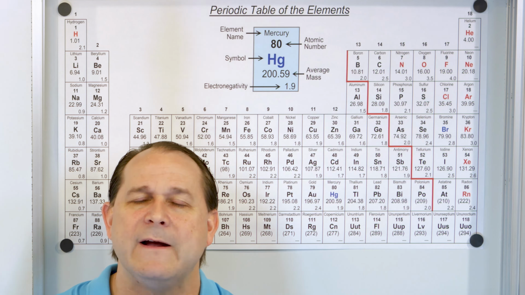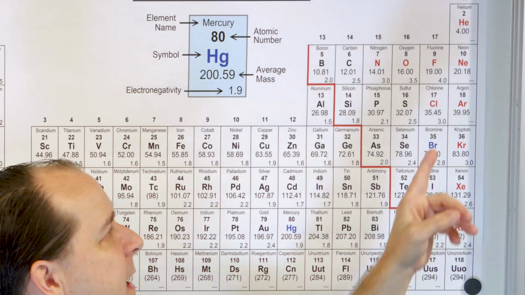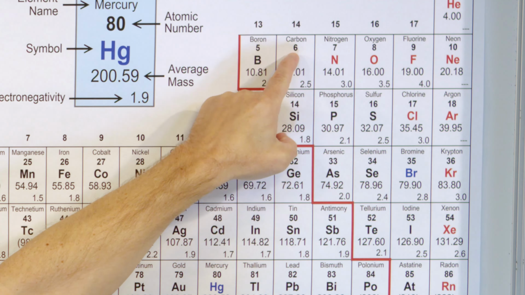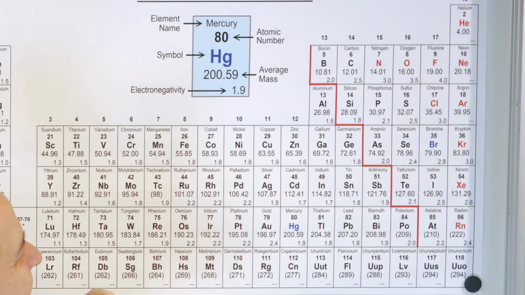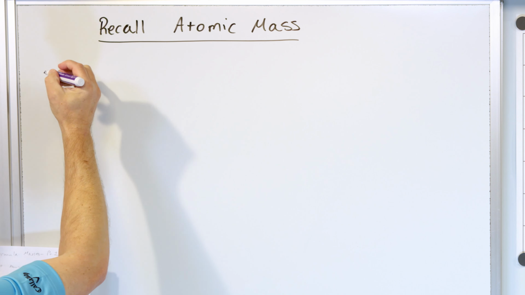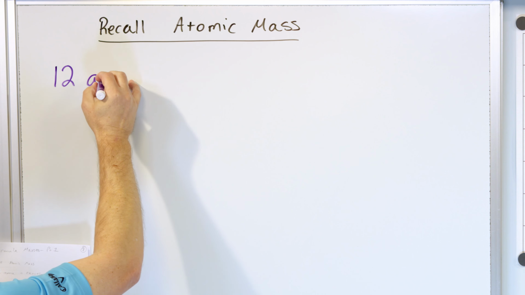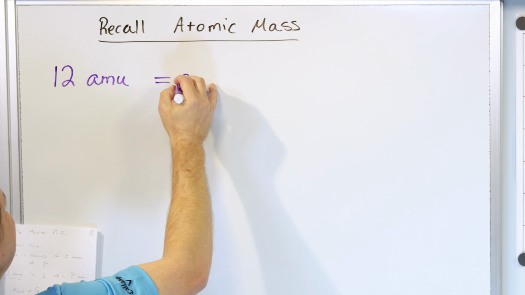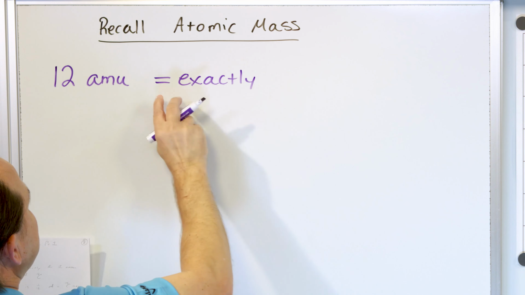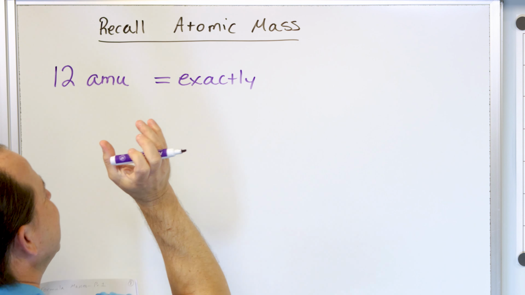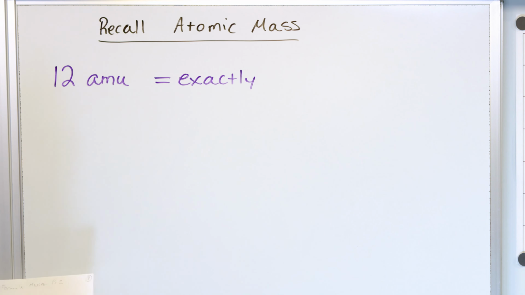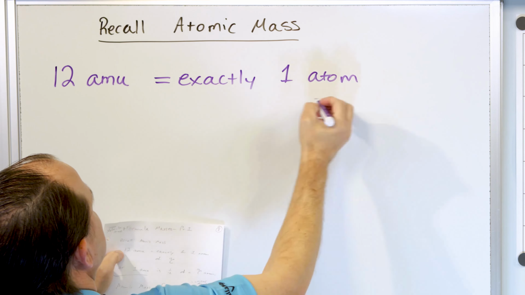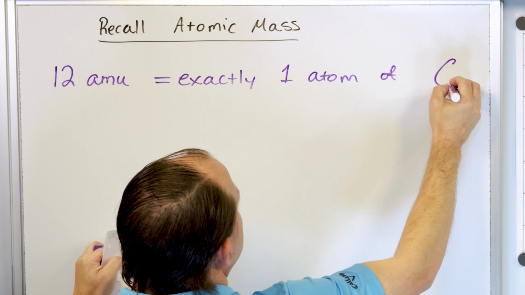So carbon, if you remember, carbon-12, the most abundant form of carbon, has 6 protons, that's what the 6 here is, and also 6 neutrons. So what we say is that the atomic mass unit is defined in such a way that 12 atomic mass units is equal to exactly, and when I say exactly, I mean it's defined as a standard to be equal to exactly 1 atom of the isotope carbon-12.